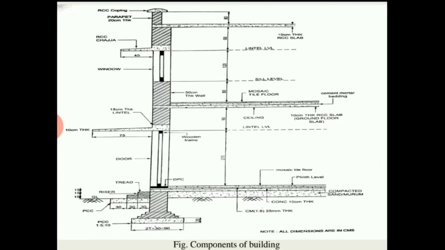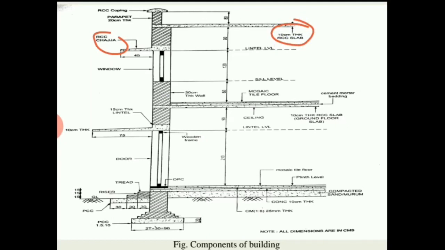Next is RCC Chhajja. It is provided outside of the window to protect them from sun and rain, etc. And this is the RCC slab, and the thickness of RCC slab is 10 centimeter.